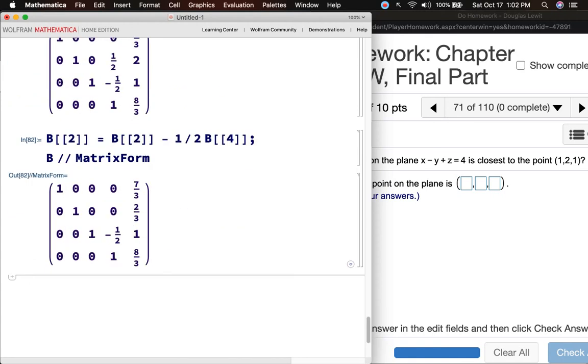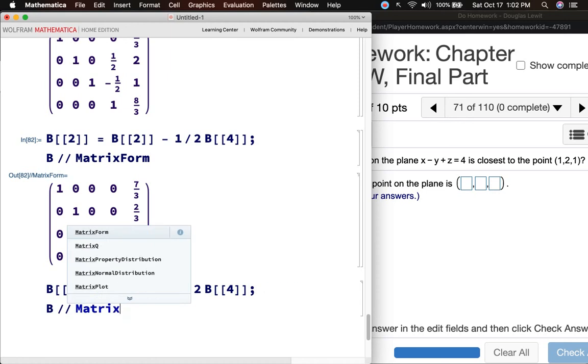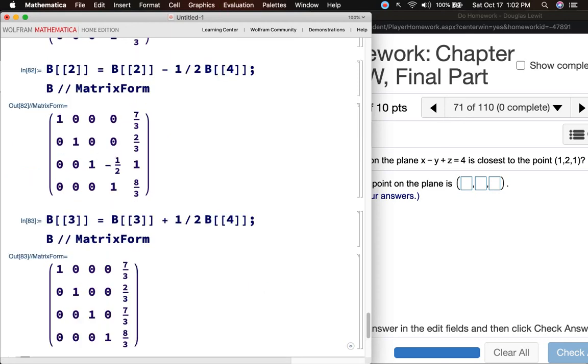Okay. And then I have one last transformation. I need to get rid of that -1/2, replace it with 0. How do I do that? Well, I'm transforming the third row plus 1/2 times the fourth row. Okay, so now I have that lovely staircase of 1s, and the answers are going to be right over here.